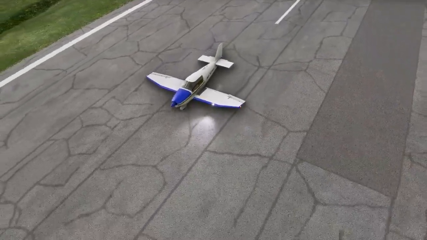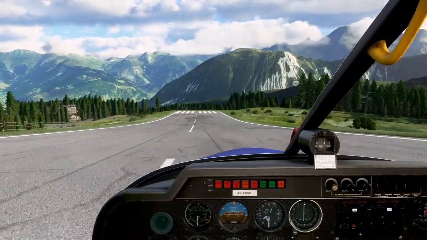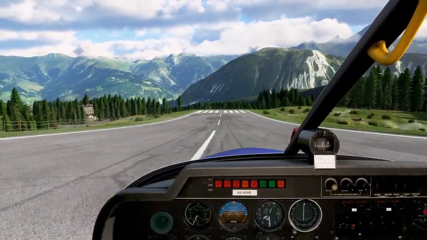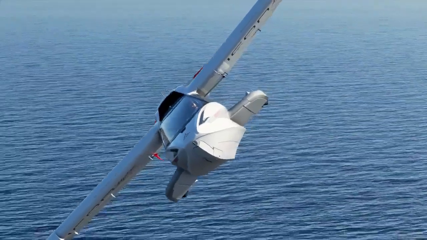We also rewrote the integration system of the simulation. So the integrator is what makes the simulation go forward. It calculates all the states of the system. So one thing we changed is now that the simulation is running at a much higher frame rate, but the frame rate is adaptive, so it adapts to the frame rate of your actual TV or monitor. This means that the simulation is much more smooth.